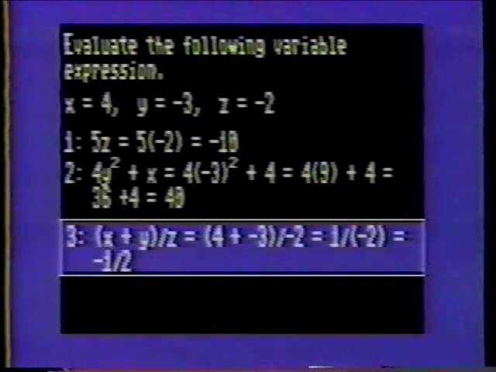Number 3, x plus y divided by z. Let x equal 4, y equal negative 3, and z equal negative 2. 4 plus negative 3 is 1, and 1 divided by negative 2 is negative 1/2.